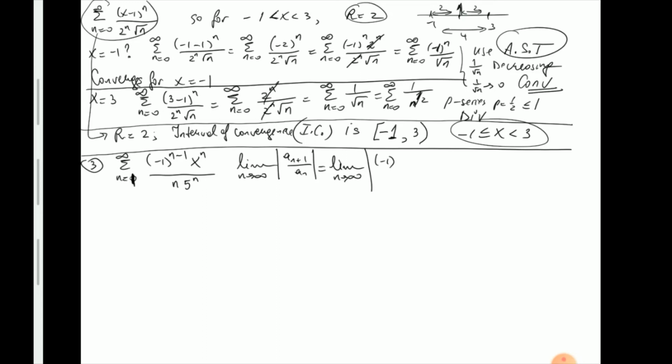So we're going to have (-1)^(n+1-1). Carefully replace n with n plus 1 everywhere. And then divided by what was there before, (-1)^(n-1) x^n. Okay, so let's do some simplifications. What do we have? (-1)^n on the top. So let's actually group them one more time so we can clearly see them.